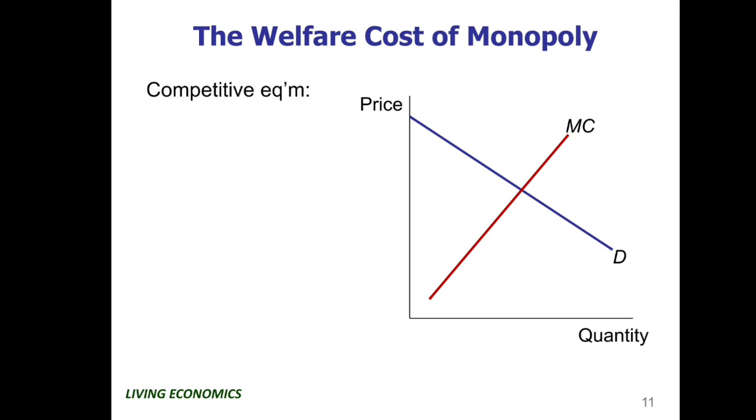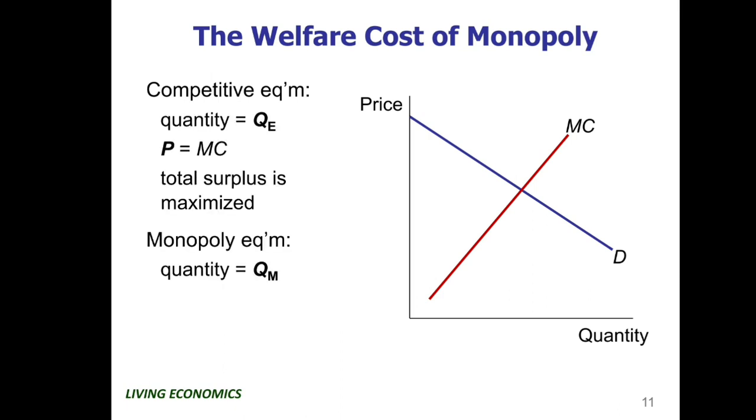And in a competitive equilibrium, price is set equal to the marginal cost, whereas a monopoly sets the price where it is greater than marginal cost. You can see the competitive market equilibrium is QE, where price is equal to marginal cost, and therefore you can generate total surplus. Total surplus is the composition of producer surplus and consumer surplus. So when price is equal to marginal cost, producer surplus is maximized as well as consumer surplus.